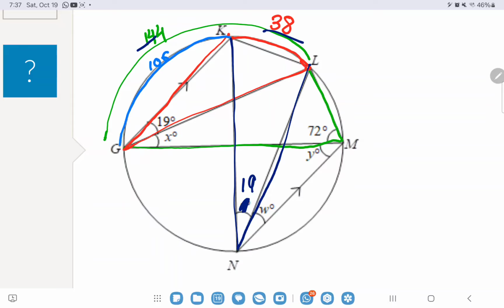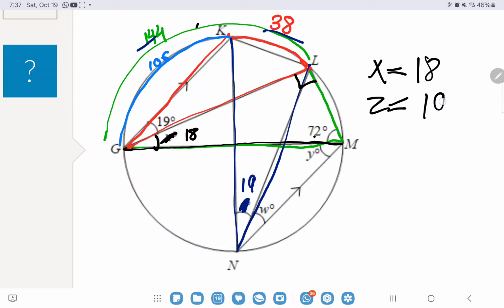If X is here, look, GM is a diameter. They told us this in the question. So if this is a diameter, this is a right angle. If this is right, then 90 minus 72 is going to give you X. And we know that 90 minus 72 is obviously 18. So this isn't X, this is 18. We already found X and Z. So X equals 18, Z equals 19.